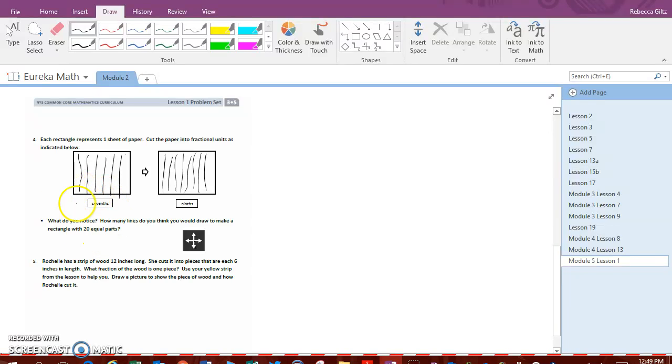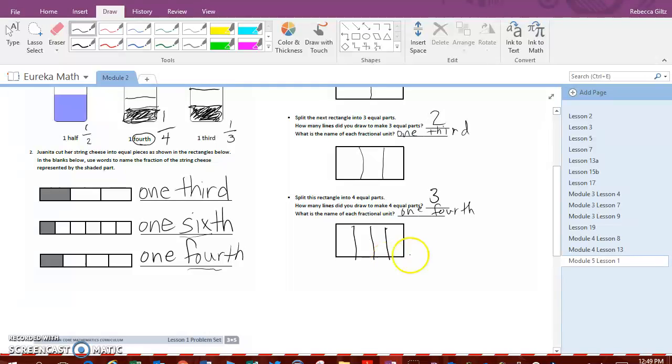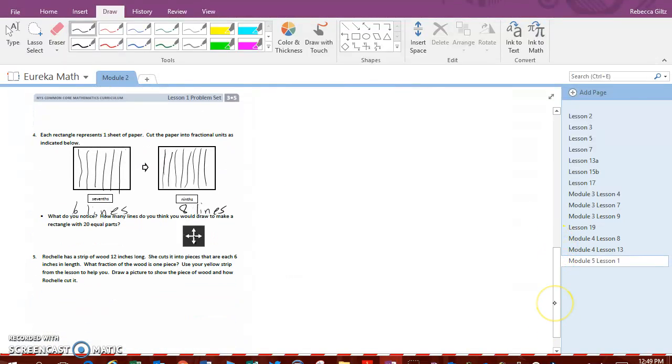So let's go back. How many lines did we draw when we had sevenths? We drew 6 lines. How many lines did we draw with ninths? 8 lines. Look back up here on this page. We had 2 pieces, we drew 1 line. 3 pieces, we drew 2 lines. 4 pieces, we did 3 lines. So there's your pattern there.